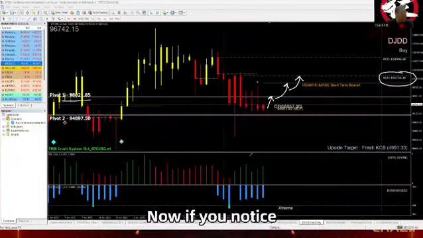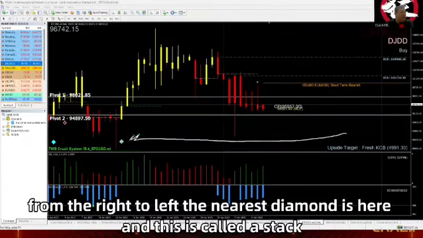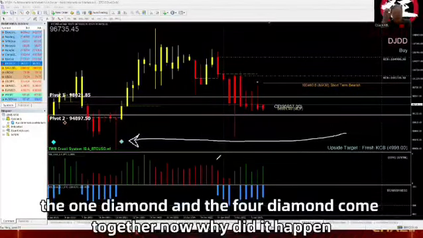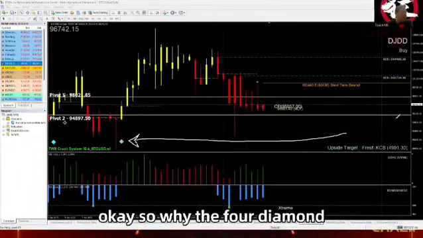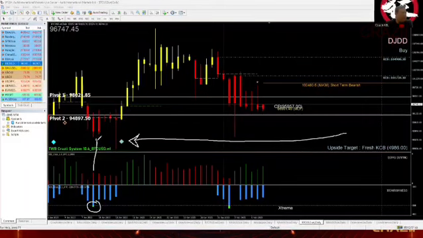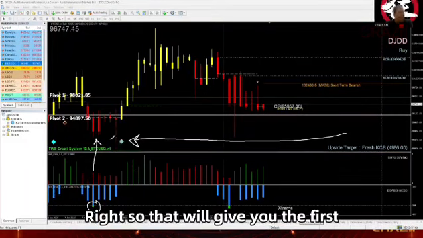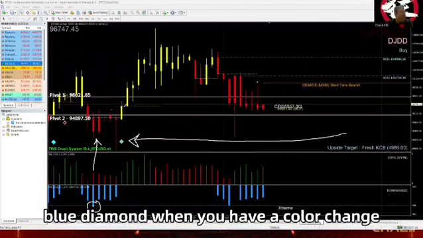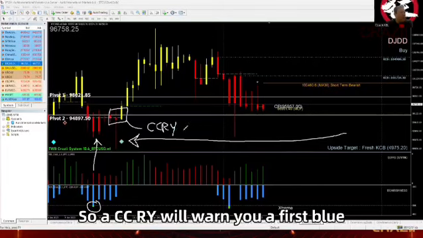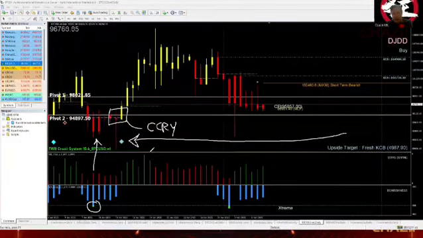Now, if you notice from right to left, the nearest diamond is here, and this is called a stacked diamond. Stacked diamond means that the one diamond and the four diamond come together. Now, why did it happen? First of all, if you look at the screen, there is a KCX before that, and a KCX before that, right? That will give you the first blue diamond when you have a color change. So there's a CCRY, and the CCRY will warrant you a first blue diamond.